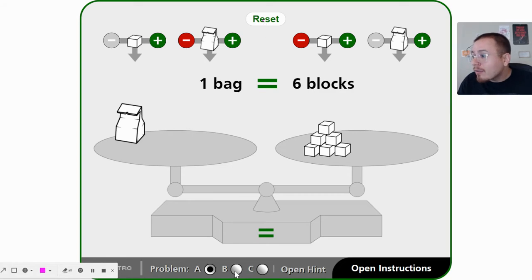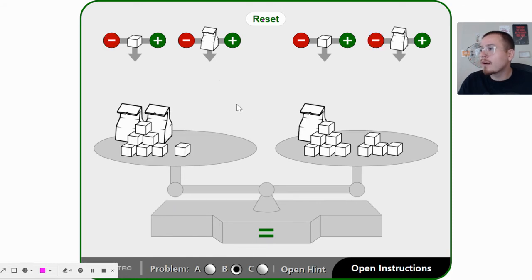All right, here we go. I want to do a new problem, but I don't know if it's going to let me. Oh, that's why I'm clicking on the marker. All right. Let's do one more together. Maybe 2 more. This problem looks a little different. We got 2 bags on the left, 1 bag on the right. Goal is still to figure out what each bag is worth, how many blocks are in that bag.